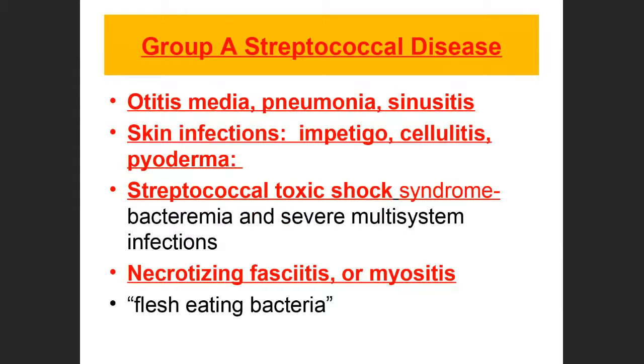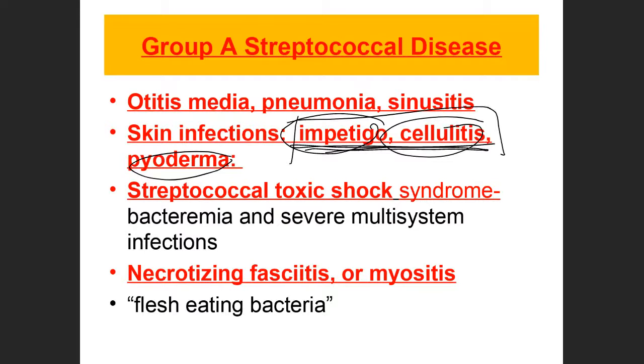Other diseases caused by group A Streptococcus include otitis media, pneumonia, sinusitis, and skin infections like impetigo, cellulitis, and pyoderma. These two, impetigo and cellulitis, can also be caused by Staph aureus, and are more commonly caused by Staph aureus, but could also be caused by group A strep. Streptococcal toxic shock syndrome toxin we talked about. So Streptococcus also has its own version of the toxic shock syndrome toxin that we find in Staphylococcus.